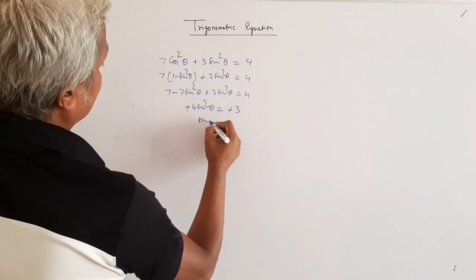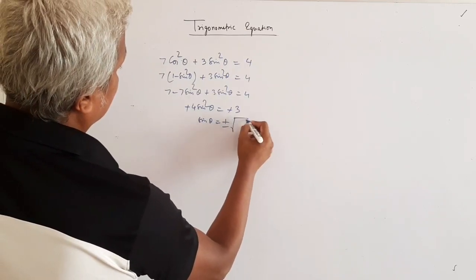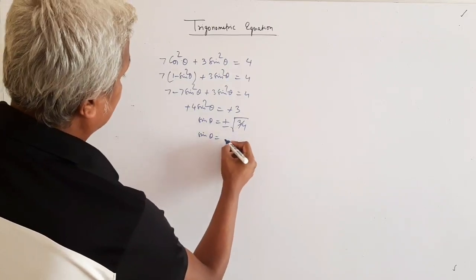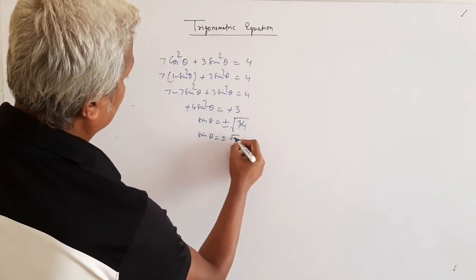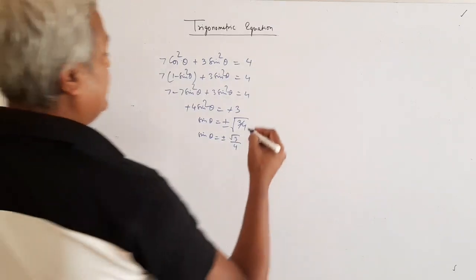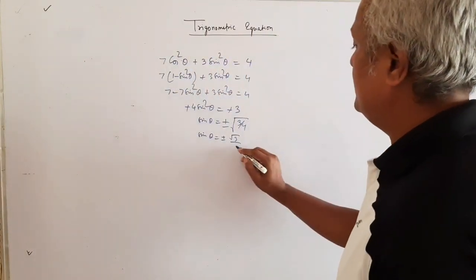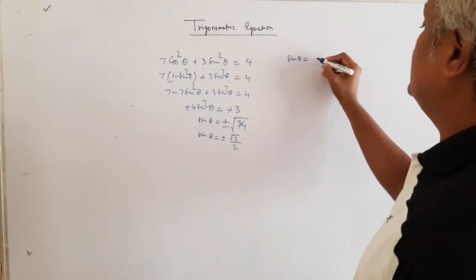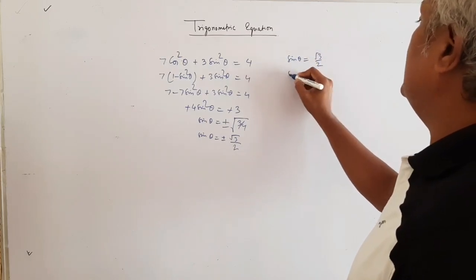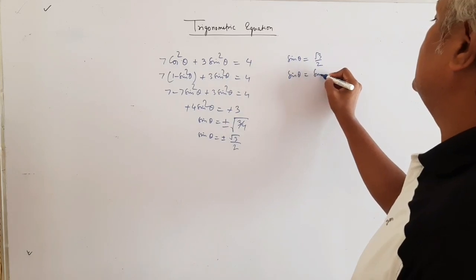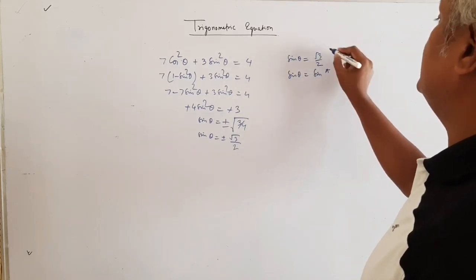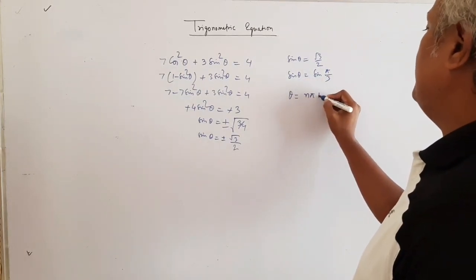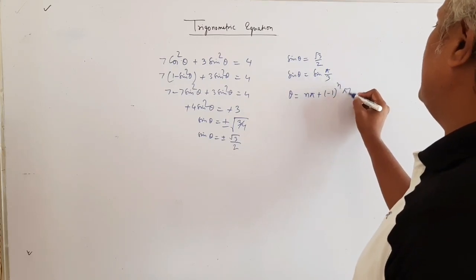So sine theta is plus minus under root 3 by 4. So sine theta equals plus minus root 3 by 2, sorry, because the square root of 4 is 2. So I go first with positive, you can take any one of them. So it is root 3 by 2, and then sine theta is sine pi by 3, sine 60 is root 3 by 2, that is pi by 3. Then theta is n pi plus minus 1 whole to the power n, times pi by 3.